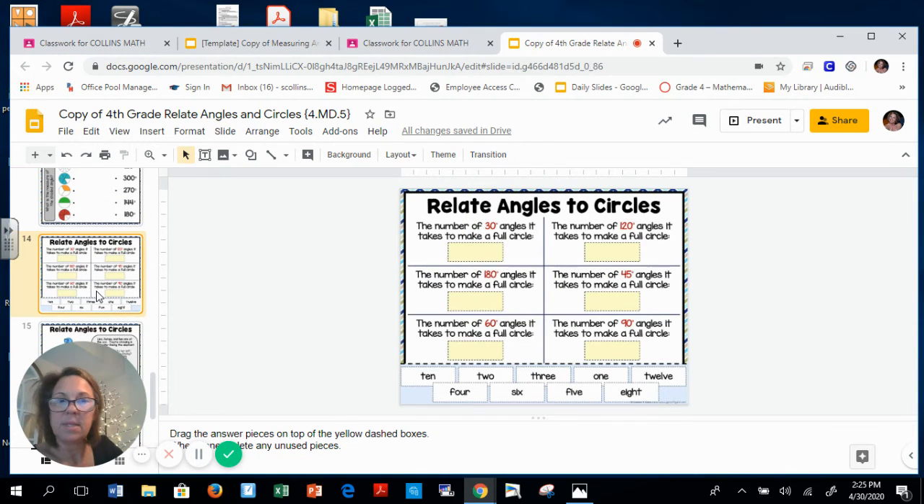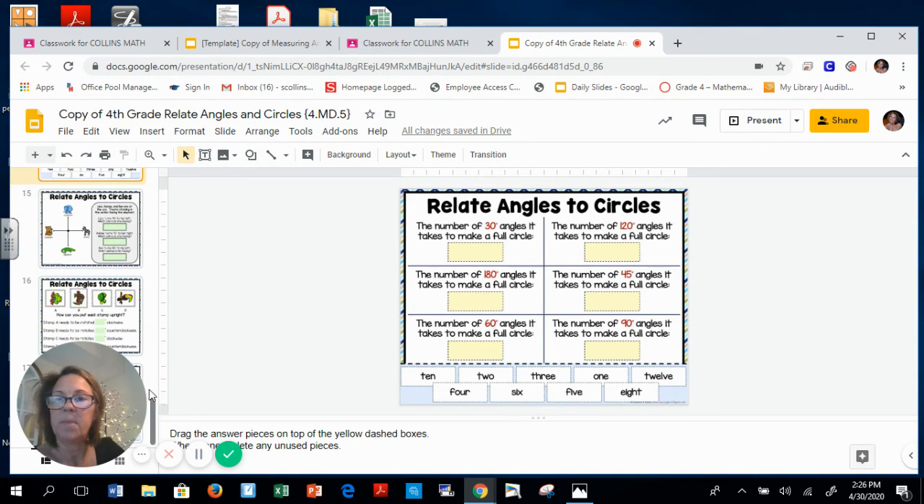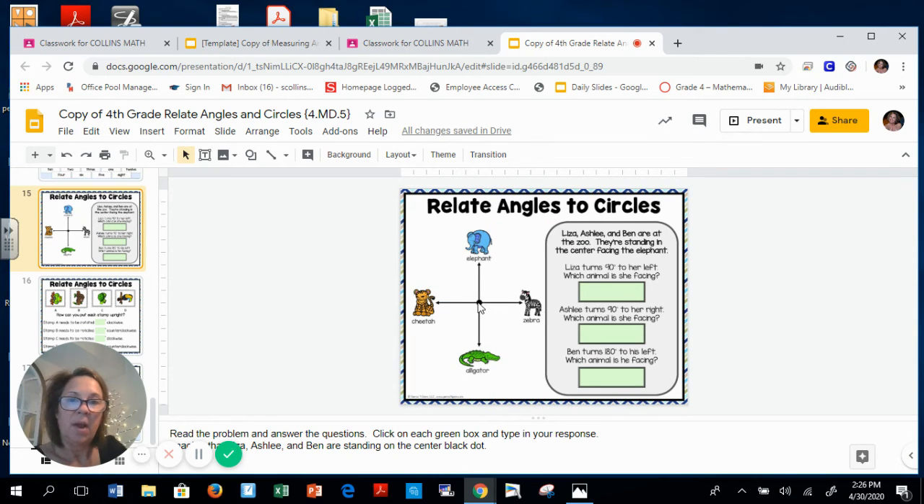Let's see, what else? The number of 30-degree angles it takes to make a full circle. Think about how much it is for a full circle. You could add 30 plus 30 plus 30, or think 30 times what is going to give you 360, and then you would drag your answer up to that box. These are kind of fun. You're right here at the center point, and it says Lisa turns 90 degrees to her left. Of course, you need to know which is your left and your right, but which animal would you be facing? If you follow the directions, you just type the animal inside the box.